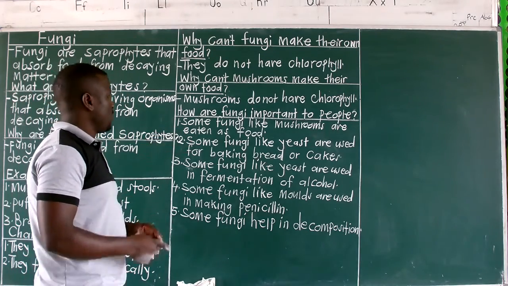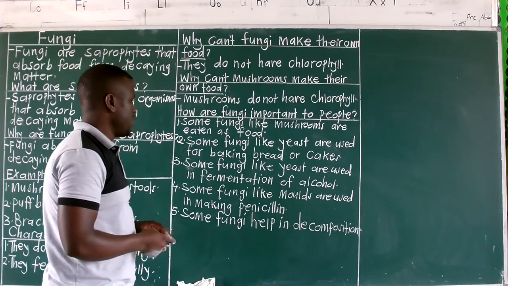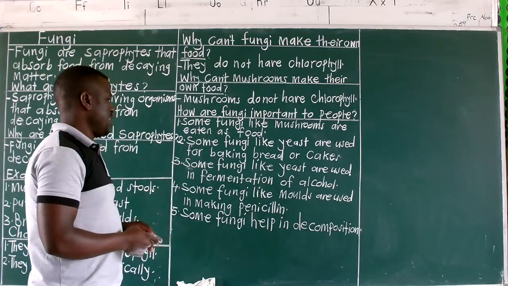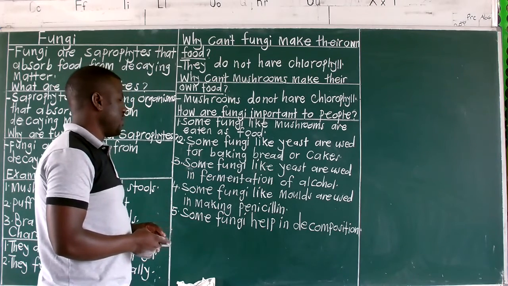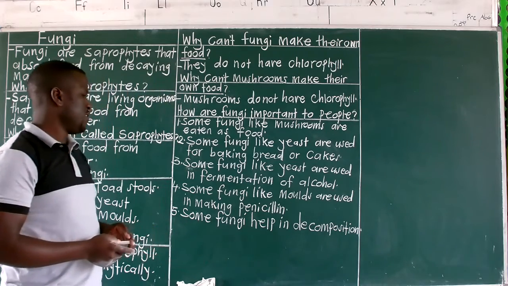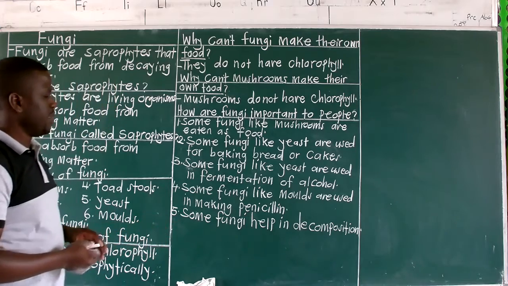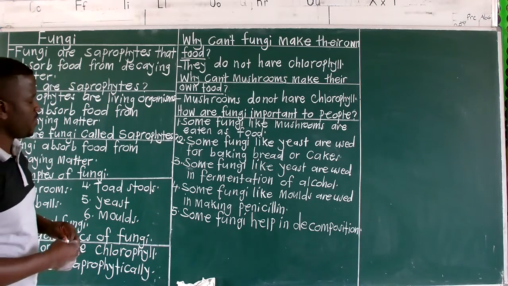Some fungi like mushrooms are eaten as food. Some fungi like yeast are used in baking bread and cakes. Then some fungi like yeast are used in fermentation of alcohol. Some fungi like molds are used in making penicillin. Then some fungi help in decomposition of organic matter to form soil.